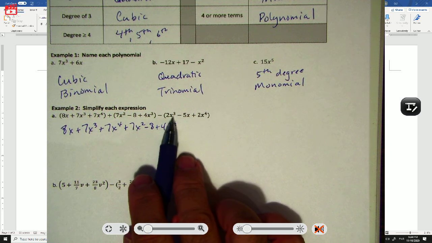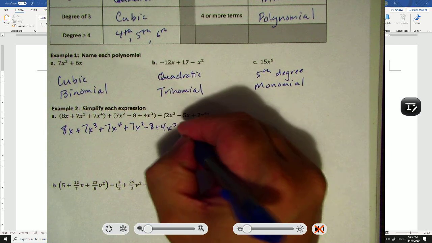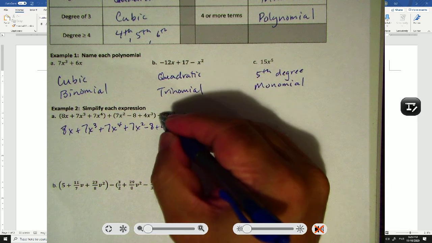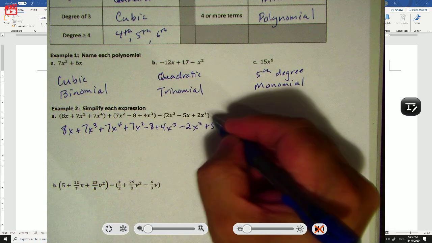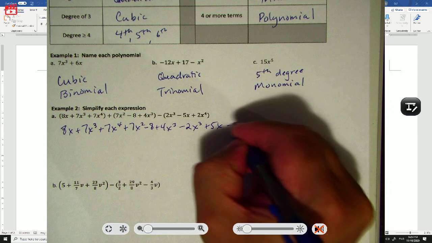It's currently a positive 2x cubed. That minus sign goes in, becomes a minus 2x cubed. And the minus a minus 5x becomes a plus 5x. And minus a positive 2x to the 4th becomes a minus 2x to the 4th.